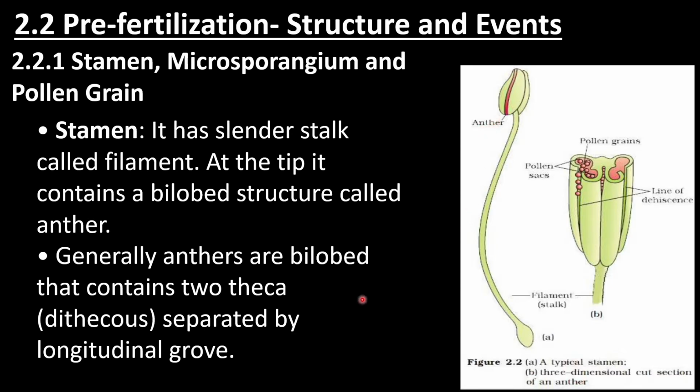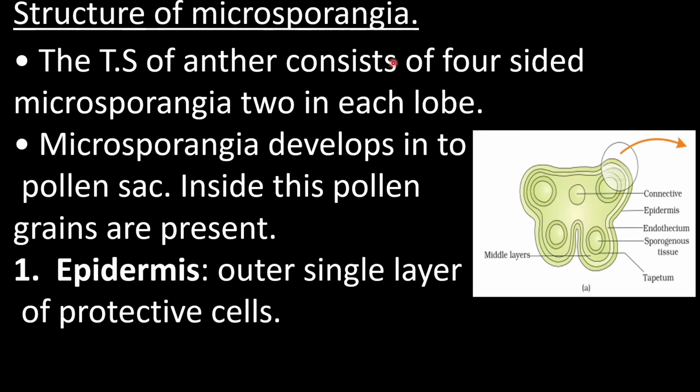And generally, anthers are bilobed and contain two theca, which are separated by a longitudinal groove. So you will find the two lobes that contain the theca, and they are separated by the longitudinal groove. So here you will find the structure of a typical stamen. Next is structure of microsporangium. The TS of anther consists of four-sided microsporangia, two in each lobe. Microsporangia develop into pollen sac. Inside this pollen sac, pollen grains are present.